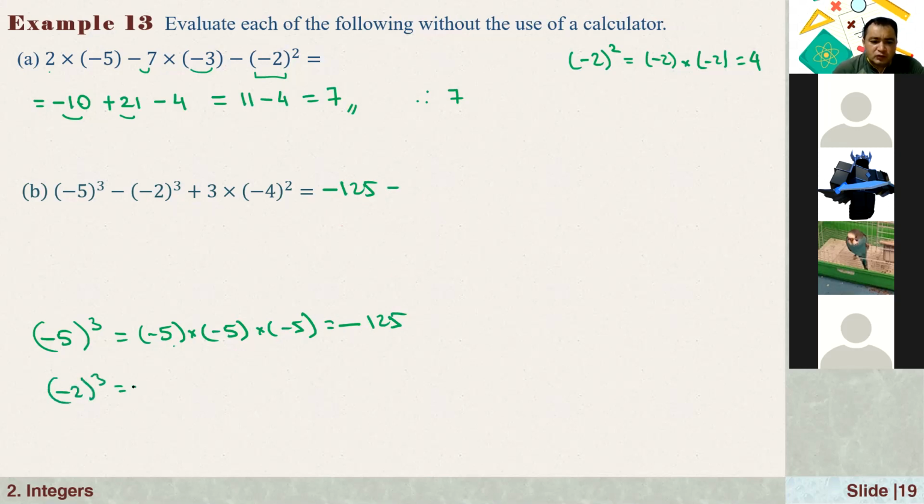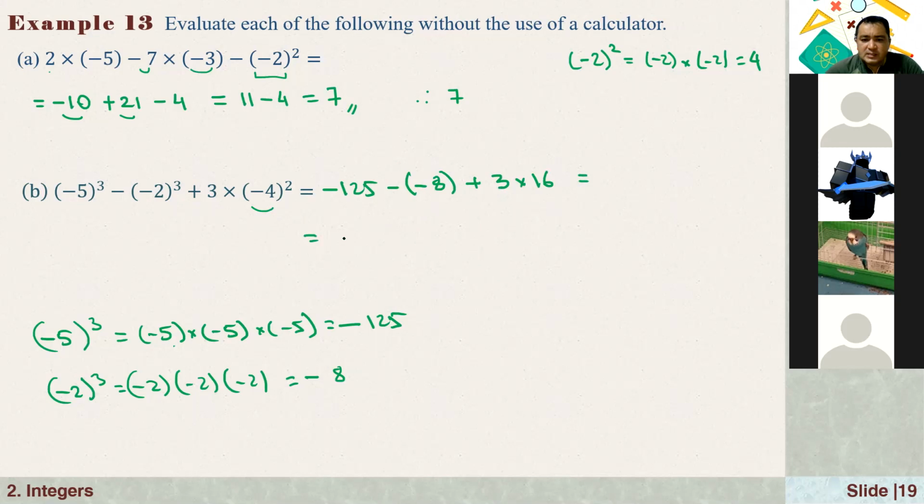In a similar way, how about -2 cubed? So -2 times -2 times -2. Negative times negative times negative is negative. 2 times 2 is 4, 4 times 2 is 8. So here we have in parentheses -8. And plus 3 times, what is -4 squared? Now from here, -4 times -4, that is 16.